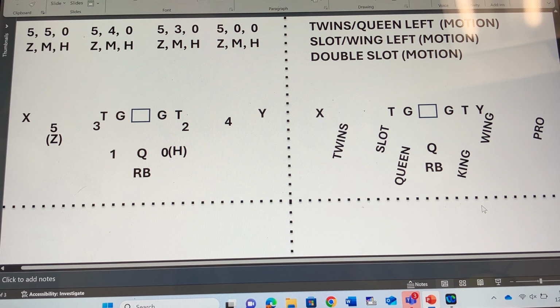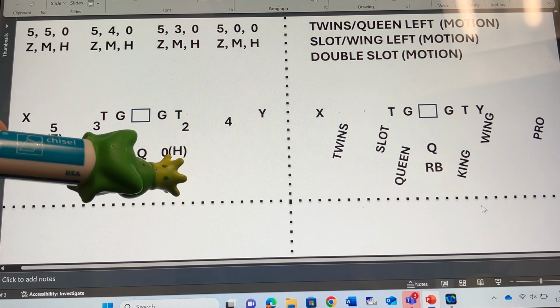All right, so if you're looking at it, the way I've set it up is the first number is the Z, so he lines up at the 5. He motions to the 5, well, he's already there, so 550 tells the Z to line up at 5, stay at 5, and the H to line up at 0.